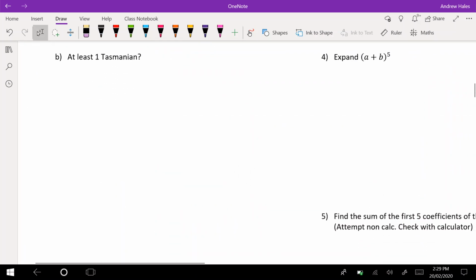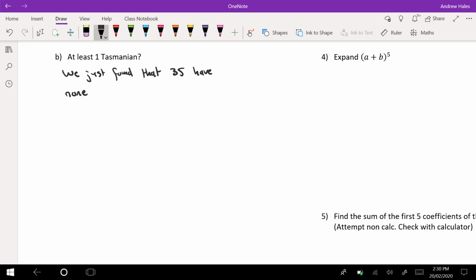Well, how many teams have at least one Tasmanian? We just found out that 35 have none. So 35 have no Tasmanians in the squad. Well, if 35 have no Tasmanians, that means all the rest of them have to have at least one. It's the complement of that event.